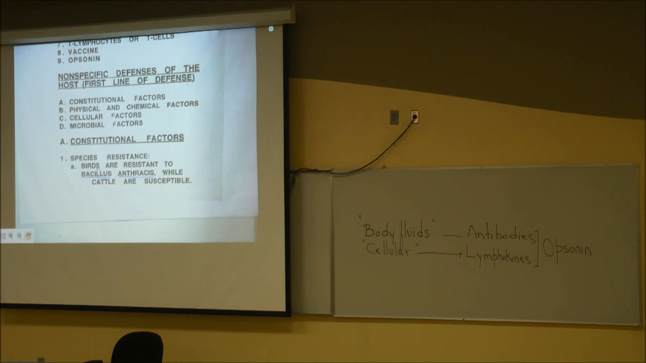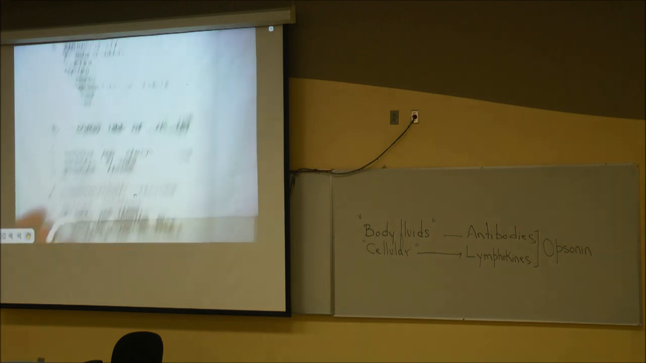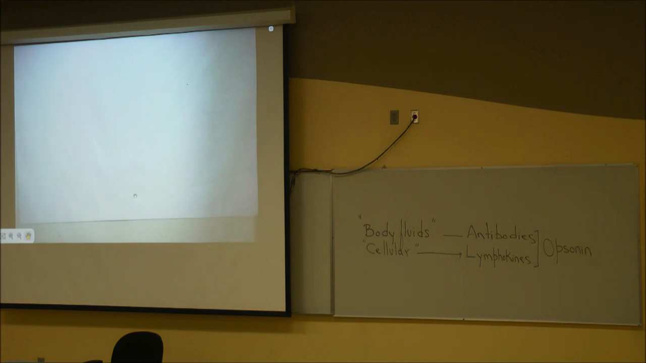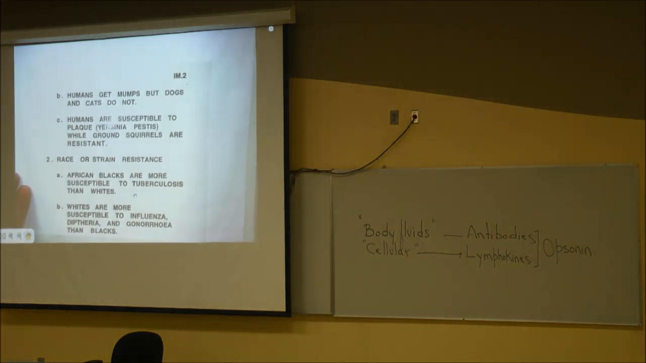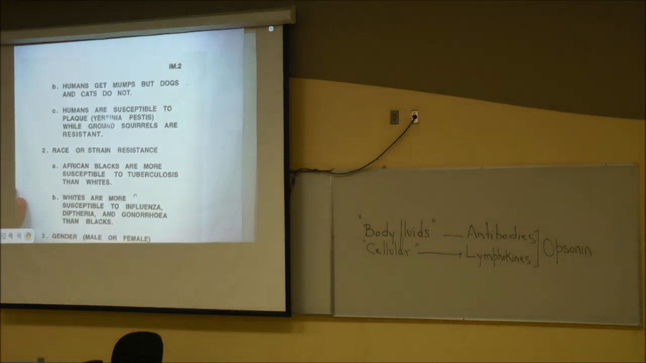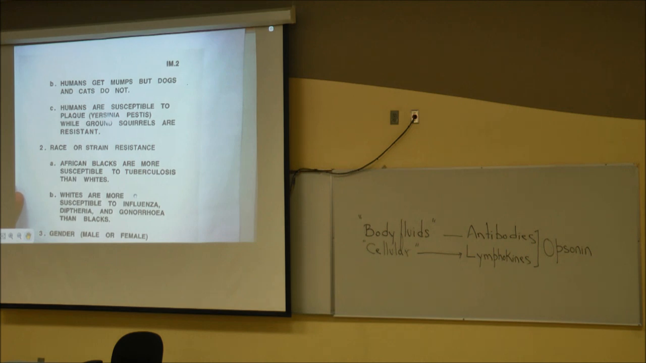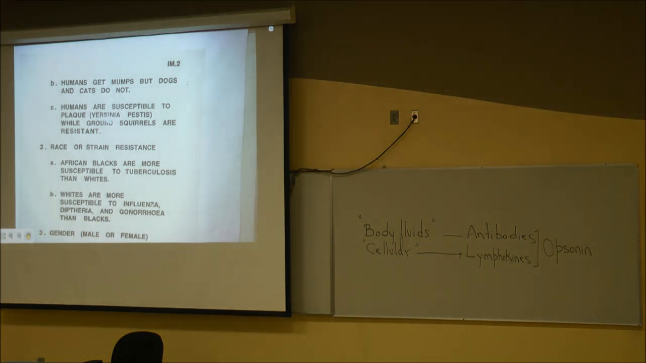Birds are naturally resistant to anthrax. If you have a parakeet, and your vet has been charging you for vaccination of anthrax, run away, get a different vet, because birds don't get anthrax. Dogs get it, cats get it, humans get it, birds don't. Mumps: humans get it, dogs and cats don't. Plague: humans are extremely susceptible. Rats, rodents, are resistant. That's why they were responsible for spreading it in Europe. Okay. Black Death.